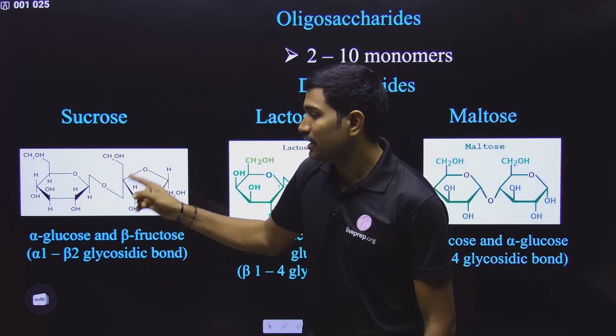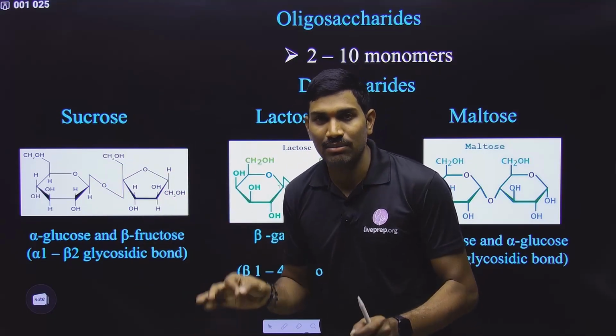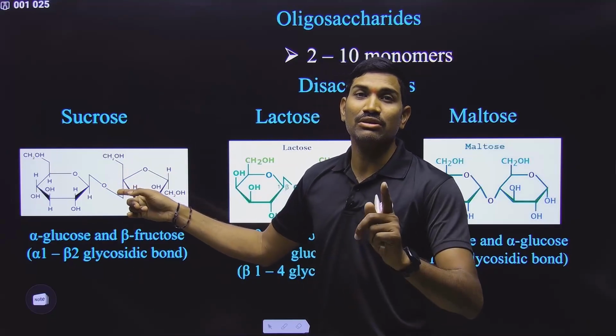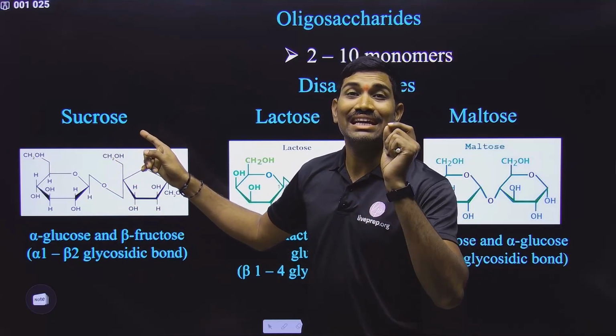And please remember here the carbonyl carbon is not free. In the case of sucrose, the carbonyl carbon is not free. That's why it is a non-reducing sugar. Very, very important example. Sucrose is also called invert sugar.